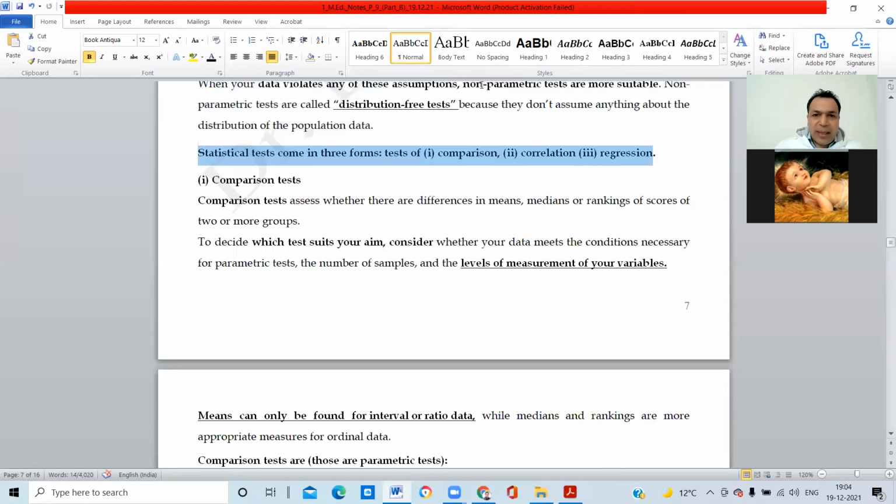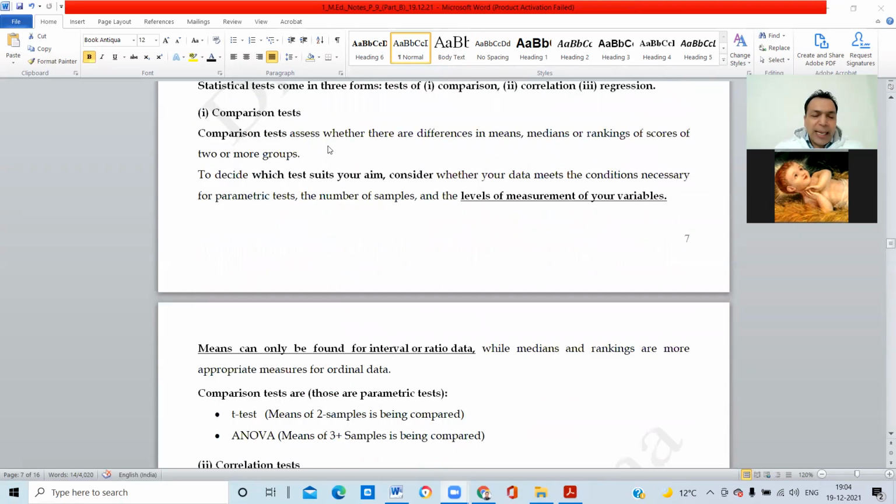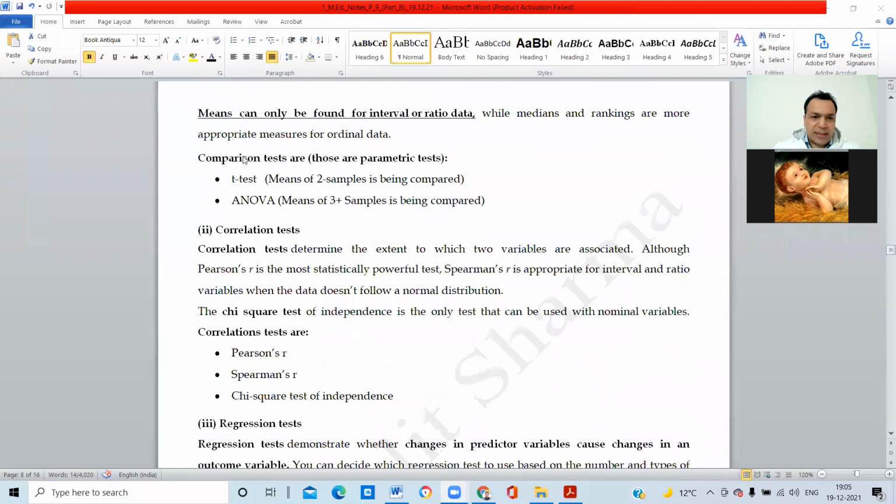So first is the comparison test. Comparison tests assess whether there are differences in the mean, median, or ranking of the scores of two or more groups. Always remember what the comparison tests are. This is the important line. There are two types of comparison test: one is the t-test and one is ANOVA. You have to remember this.